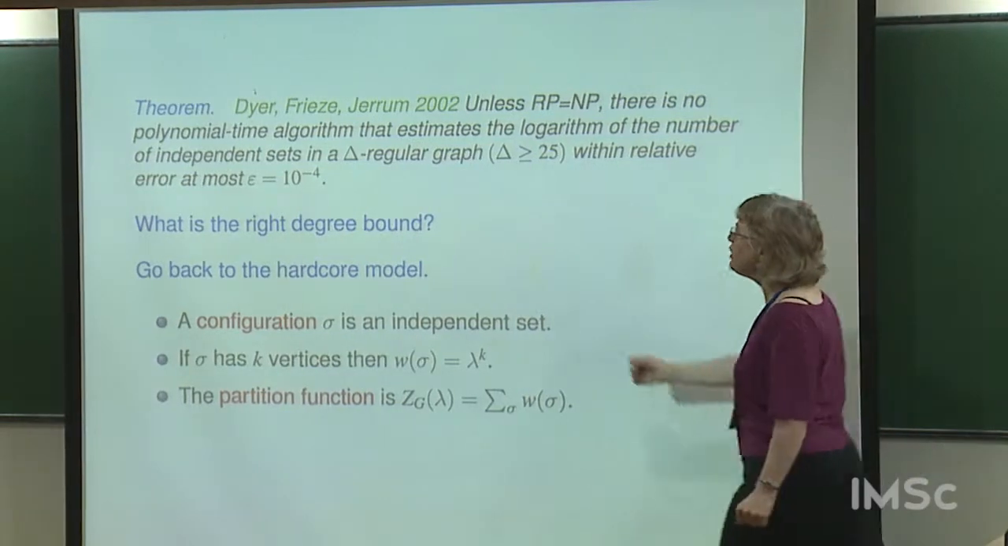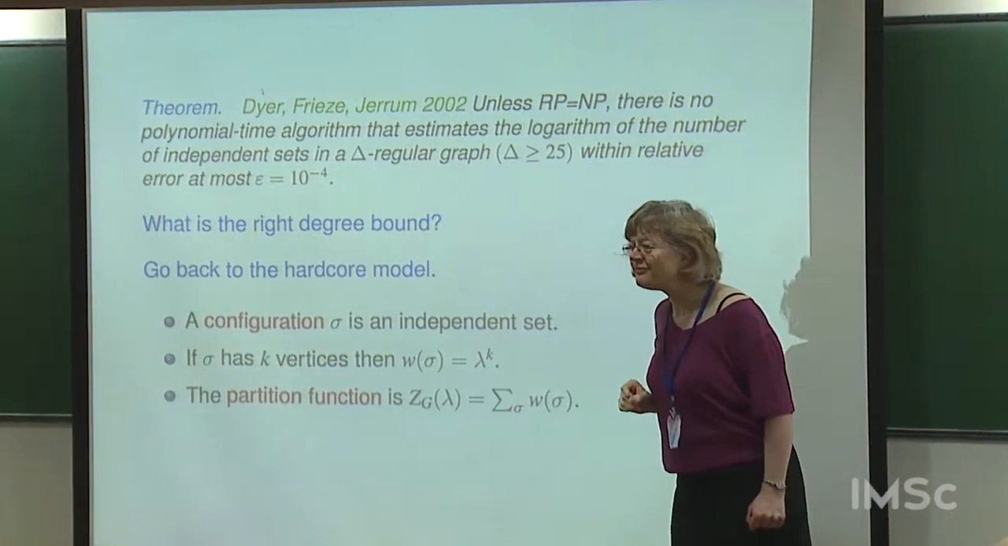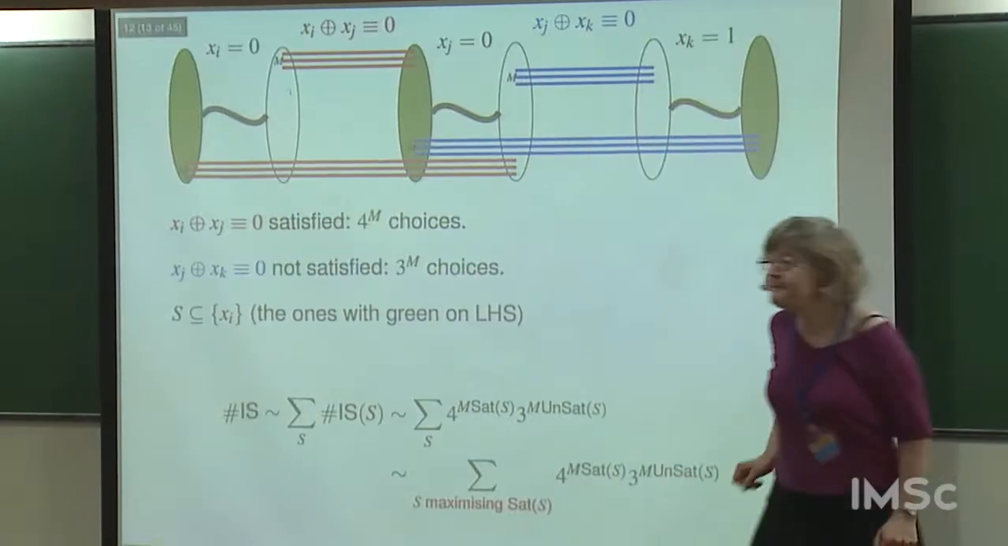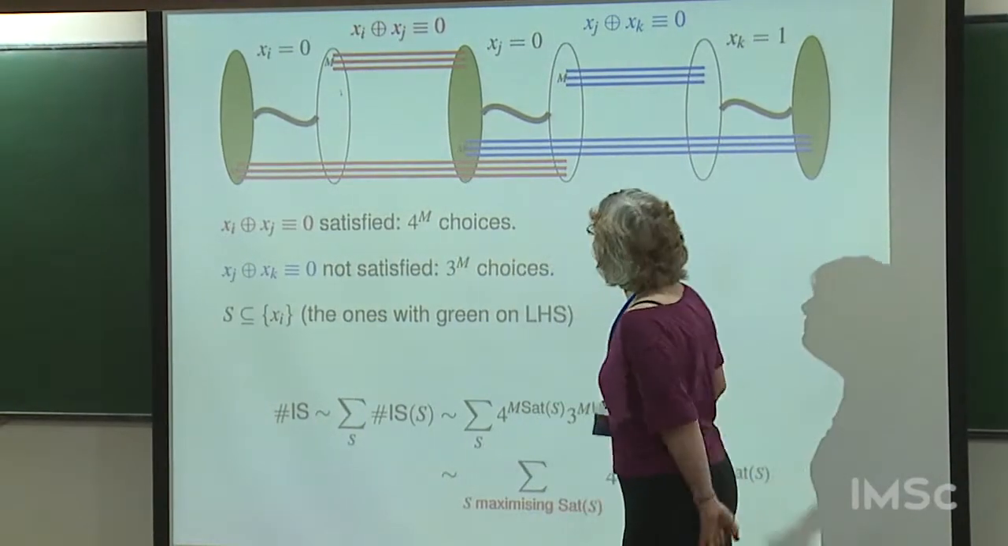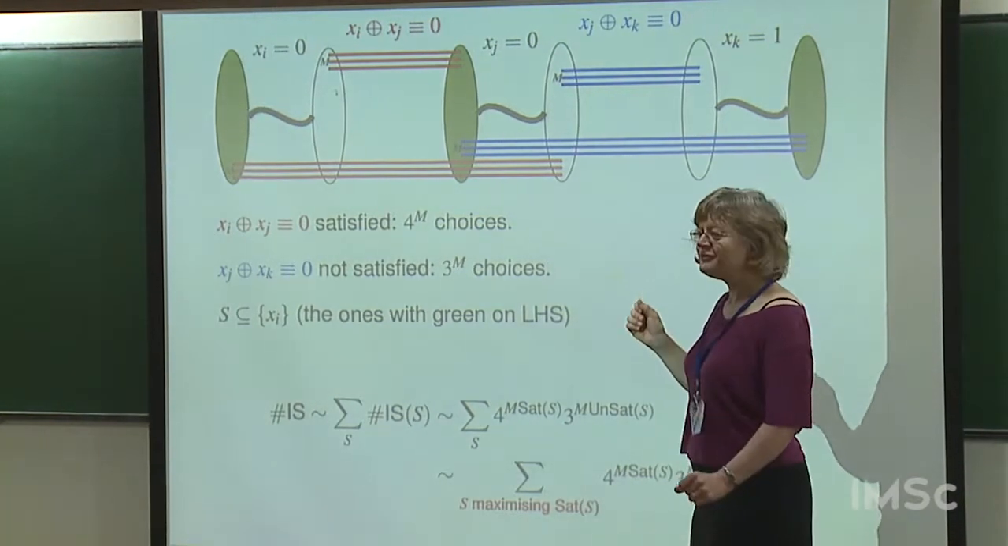The next question people wondered is, what was the right degree bound? Sorry, how is the graph delta regular? The graph is delta regular, you said. So you said M is huge. Oh, because the equations start off with this.